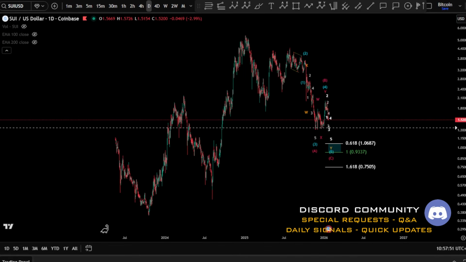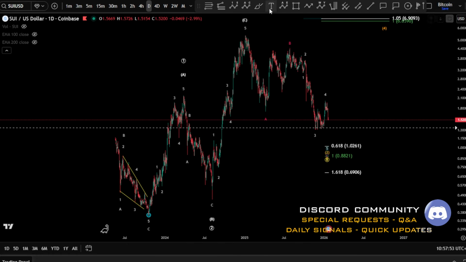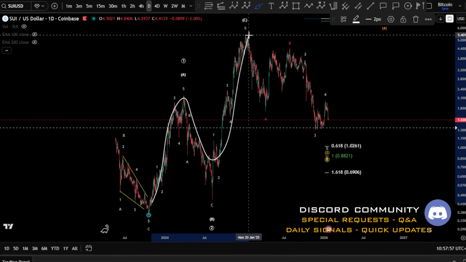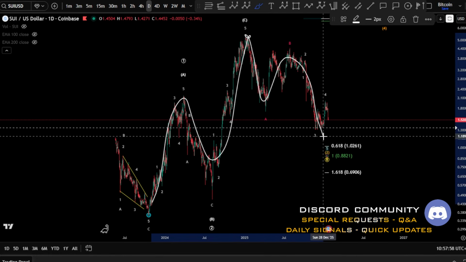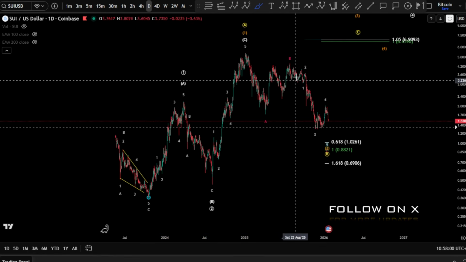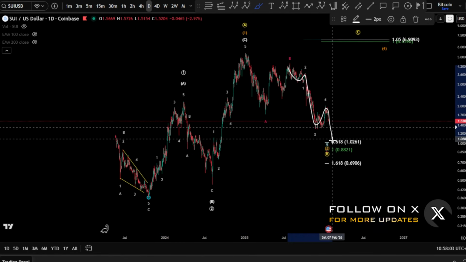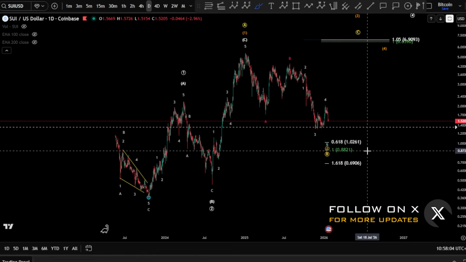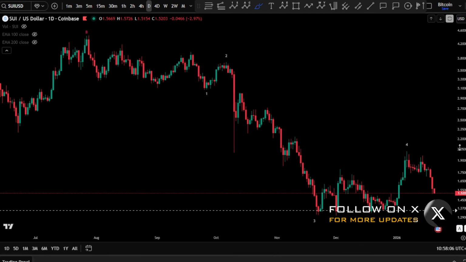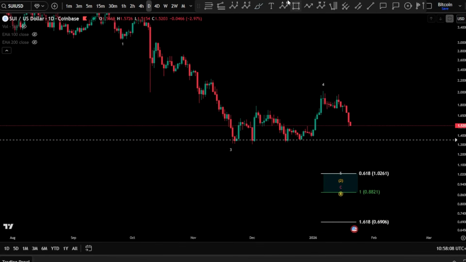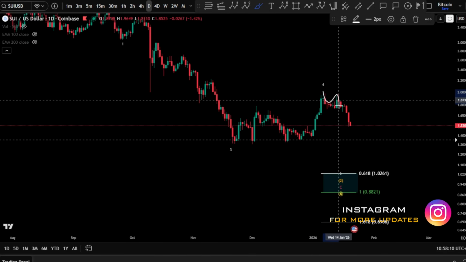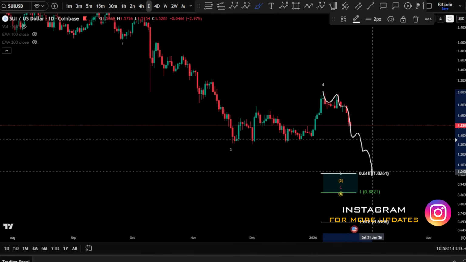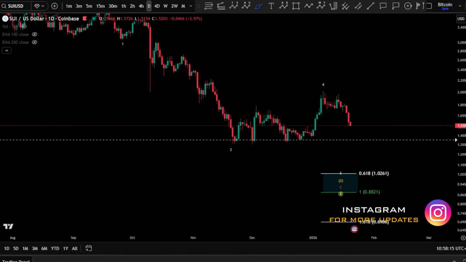For SUI as well, we're looking here potentially for one more low. It can be ABC, 3 waves, ABC, 3 waves toward the downside. Your wave C is still a 1, 2, 3, 4, and a 5. We might still reach the $1 for SUI there within a wave 5, which has started already in a 1, 2, and 1, 2, 3, 4, and a 5, 4, and a 5 toward the downside.